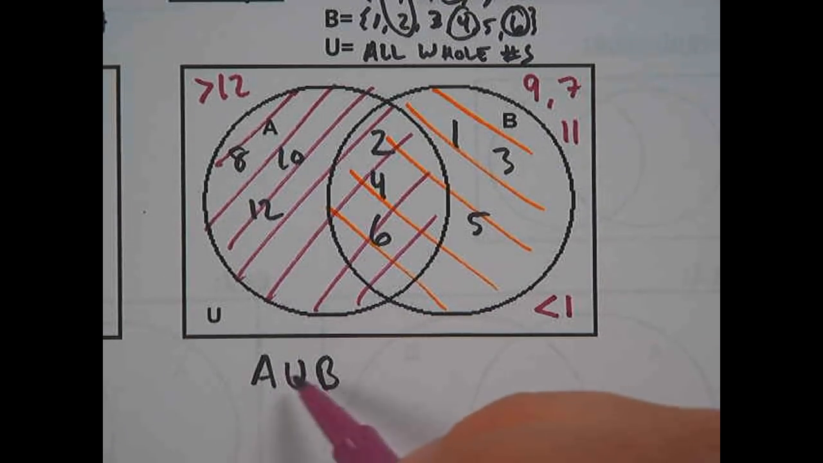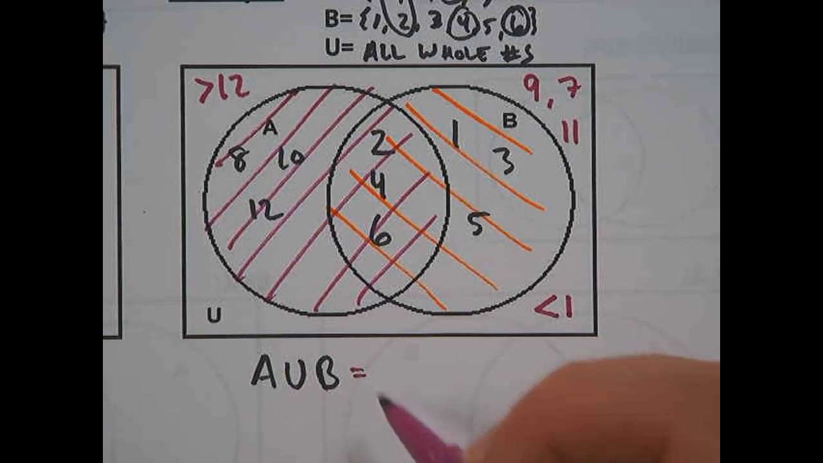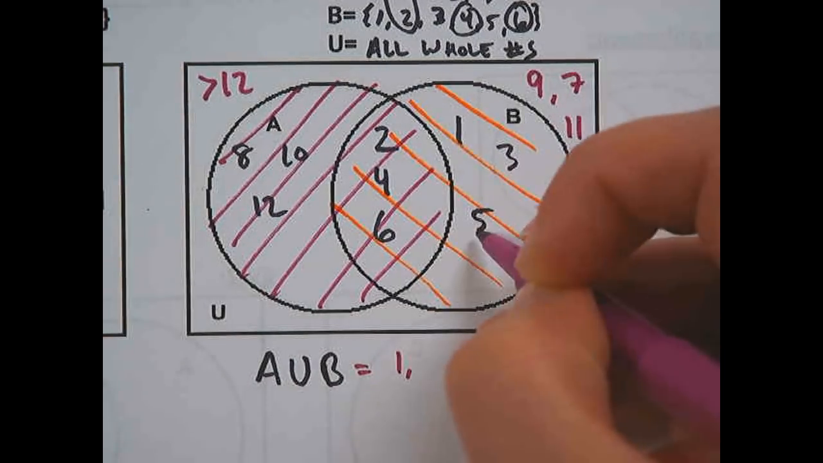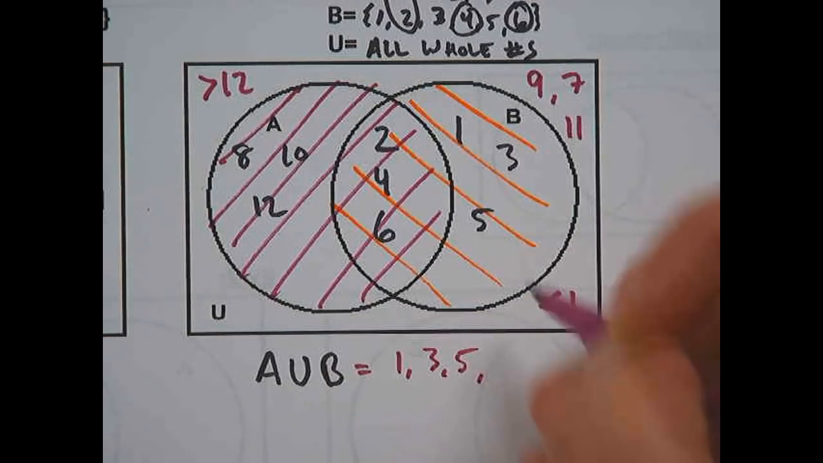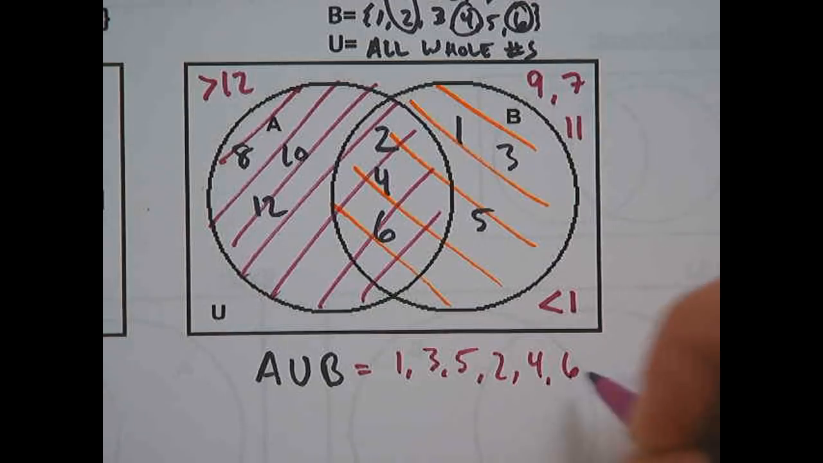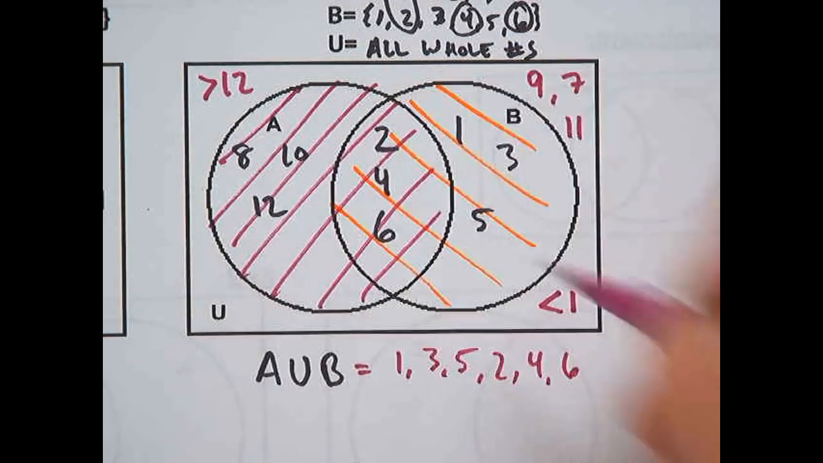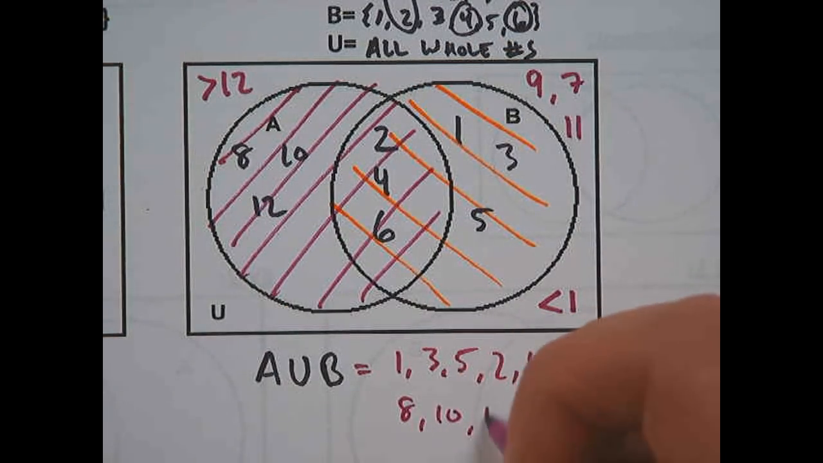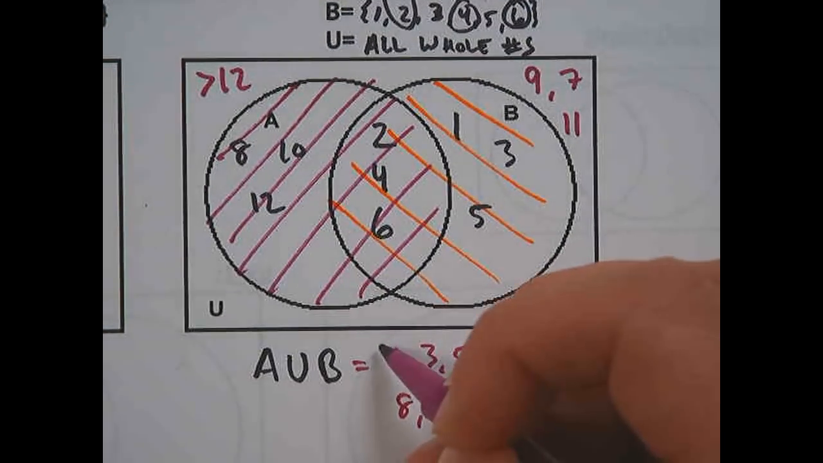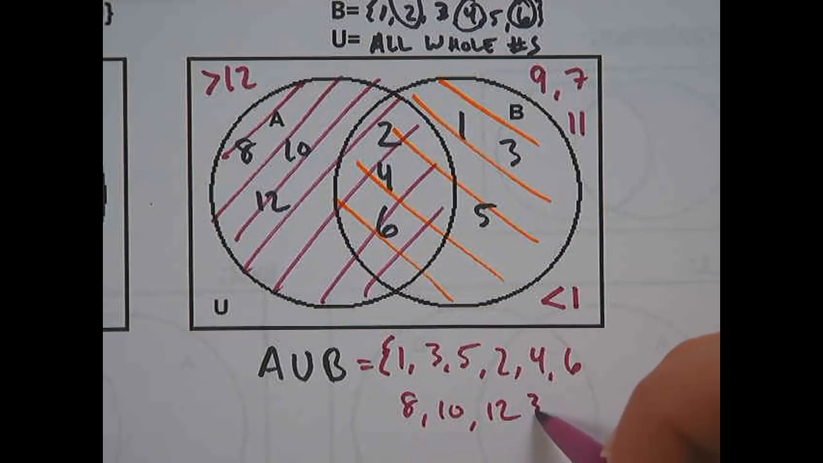Okay. So if we want to know what's in A union B, that would be basically the numbers 1, 3, and 5. Also the numbers 2, 4, and 6. And then the numbers 8, 10, and 12. And you can put them in order if you want to, but that would be the set that is A union B. And we would use set notation as well here.